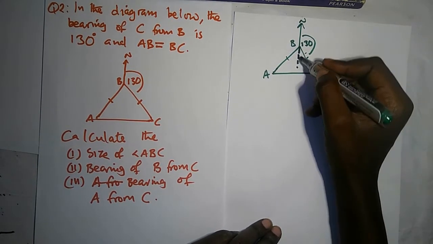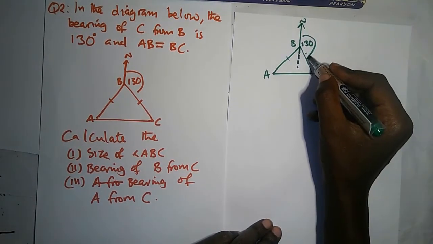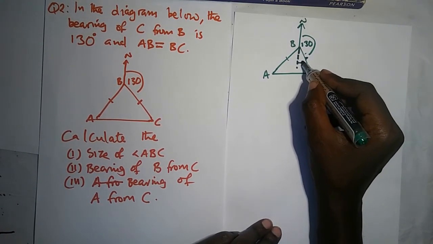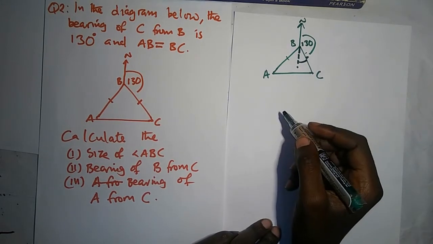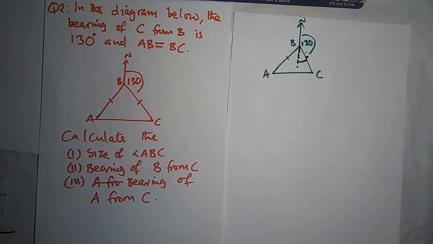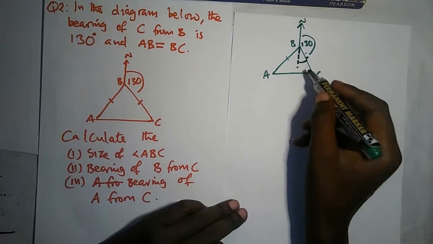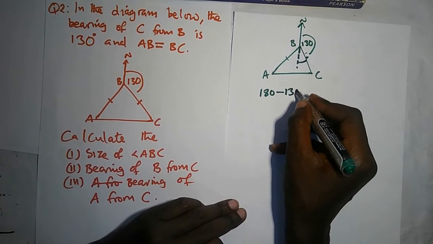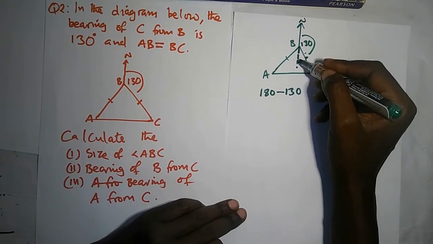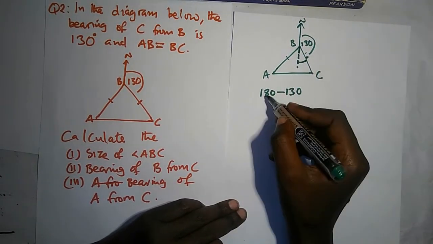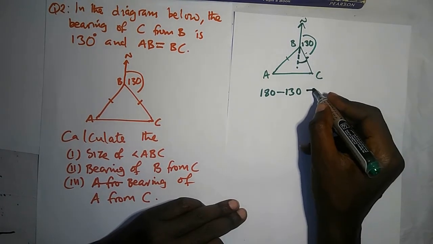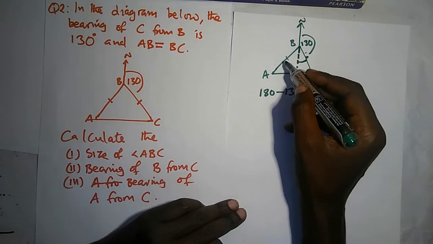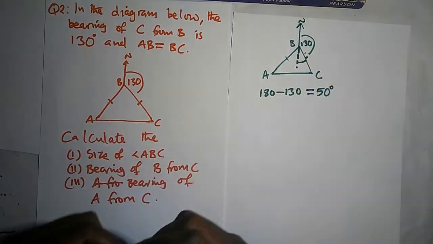Now we have a straight line here, and since from here up to here you have this angle as 130 degrees, you can also find the inside angle here. The way you find that angle is by subtracting 180 minus 130, because this is a straight line and angles on a straight line add up to 180. So 180 minus 130 will give us 50 degrees.